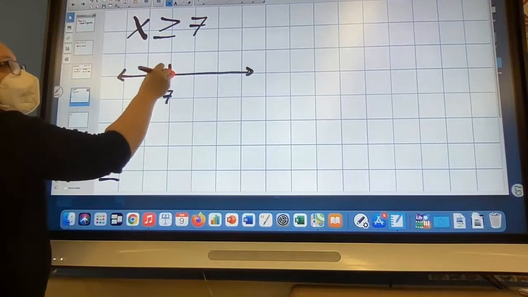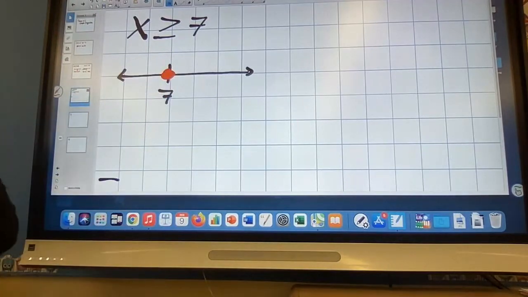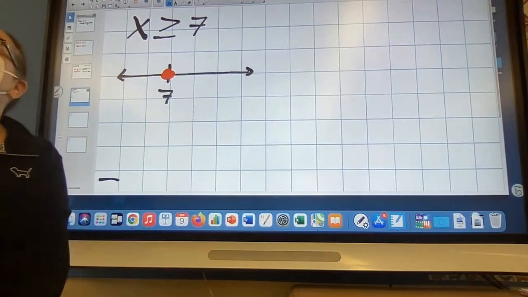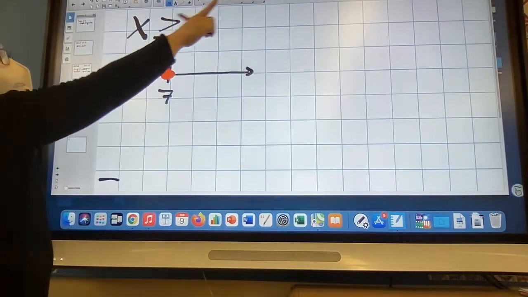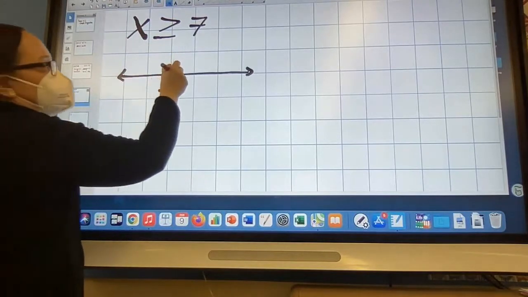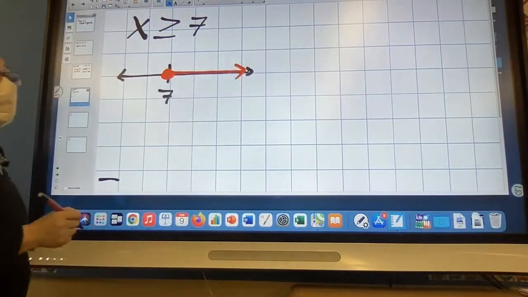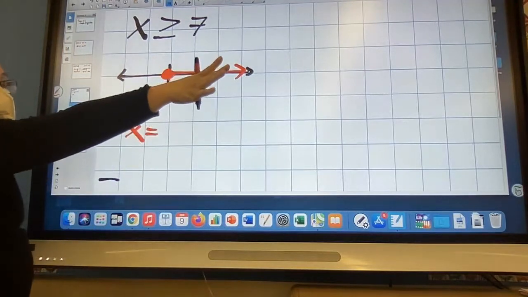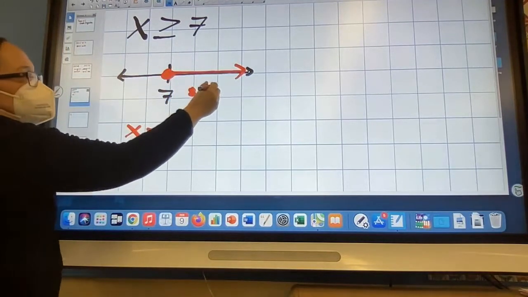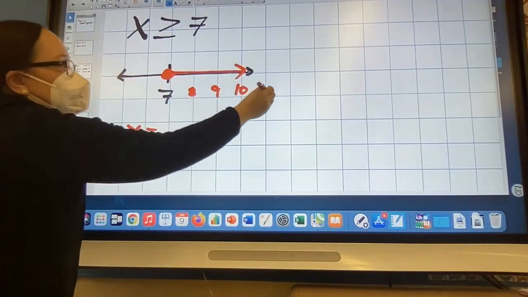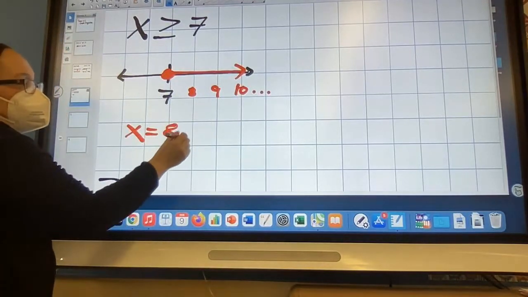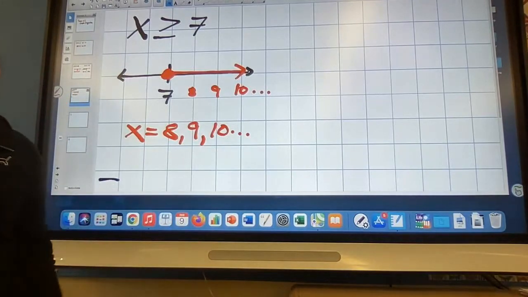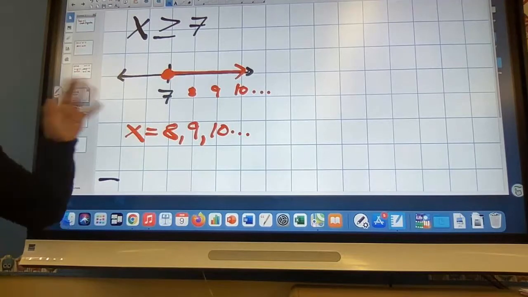Closed. Why is it closed? Because it's equal to. And then since the arrow is pointing that way, you just follow that. Nothing wrong with that. So it means our x will be greater towards that way. So that would be 8, 9, 10, and so on. So our answer is going to be 8, 9, 10. And you could go all the way to whatever number you like as long as it's greater than 7.